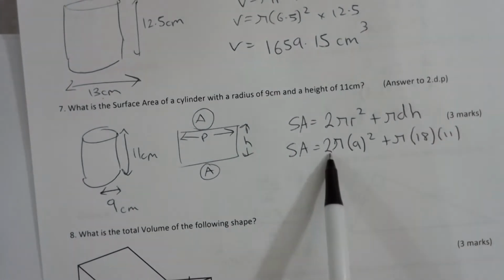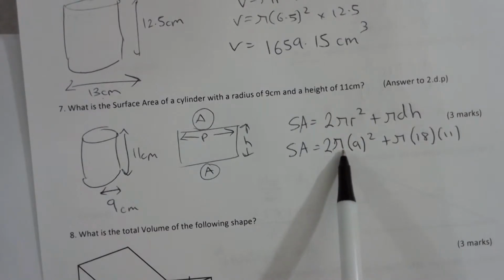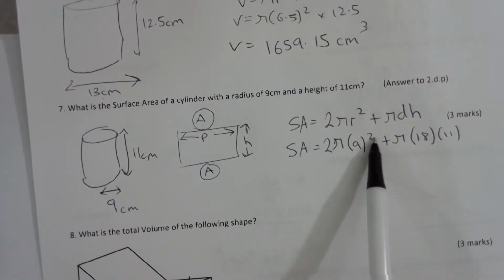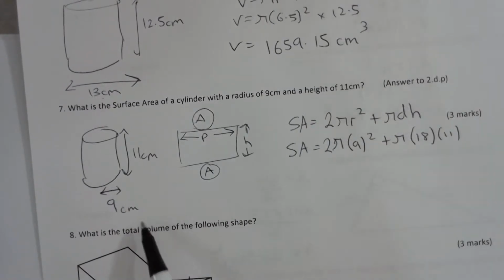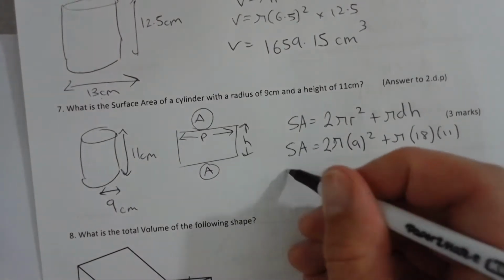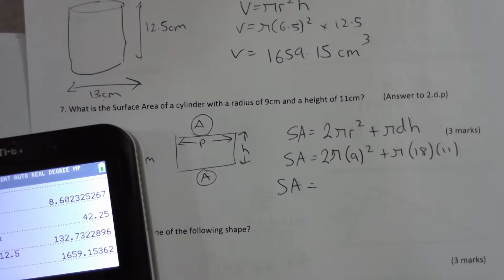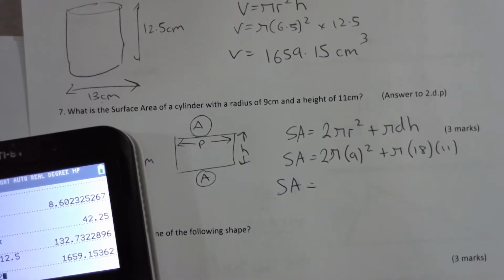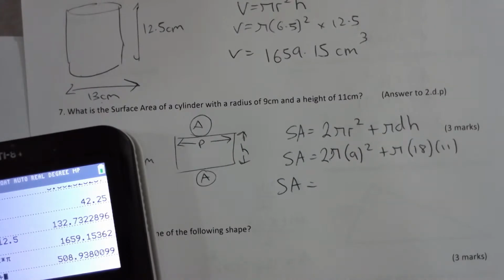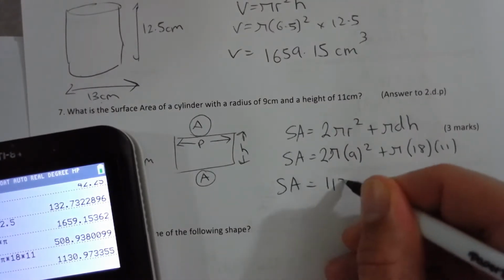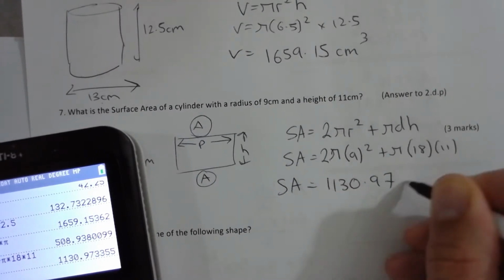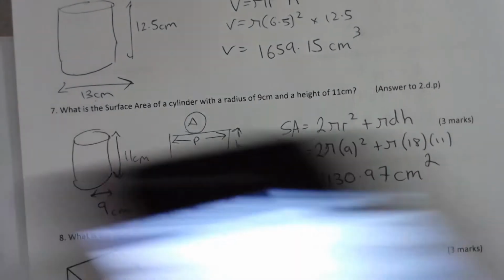So let's just double check that. 2 pi r squared, so pi radius squared plus pi times the diameter. 9 plus 9 is 18 times 11. Good. And now we just put that into our calculator. So that would be 9 times 9 times 2 times pi, and we're adding pi times 18 times 11. And we should get 1130.97 square centimetres because it's an area.